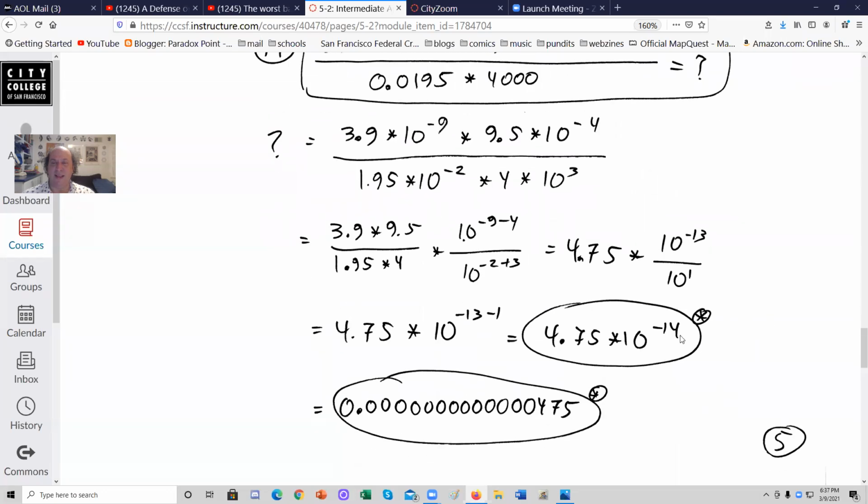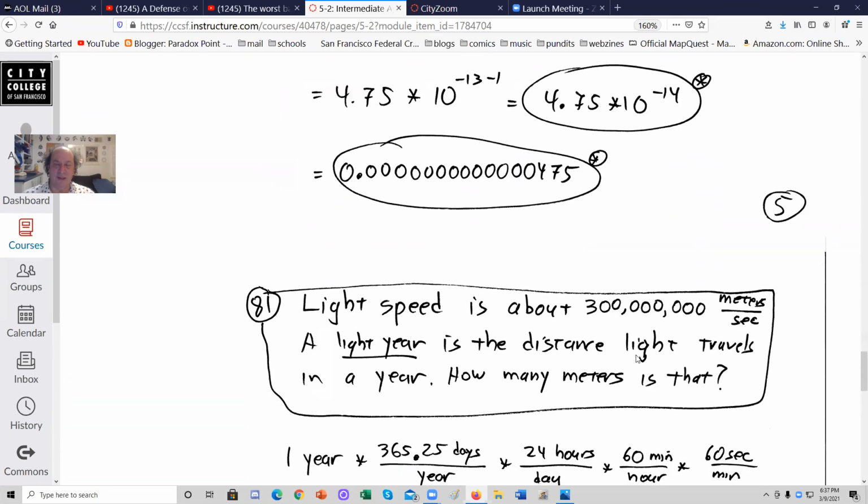So that's in scientific notation, and in standard notation, you write 0.1, 2, 3, 4, 5, 6, 7, 8, 9, 10, 11, 12, 13 zeros, 4, 7, 5. This is obviously much easier to handle.